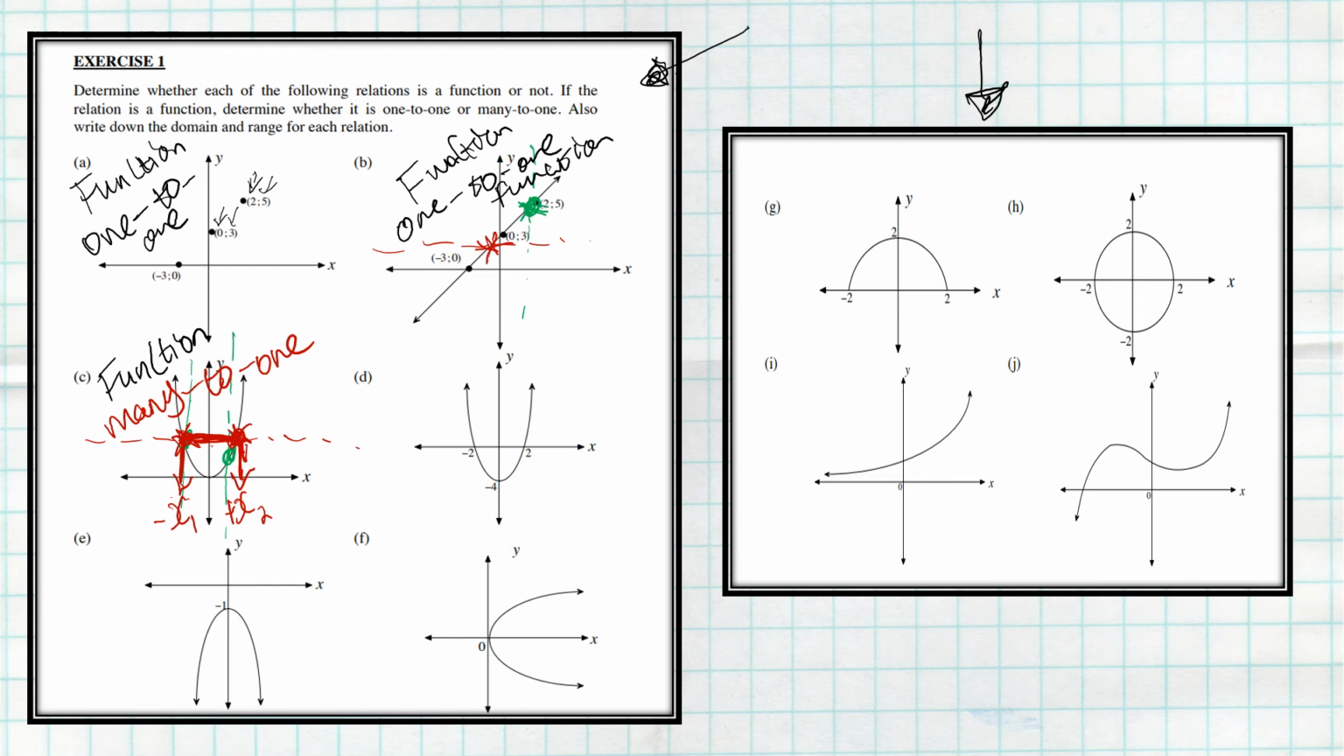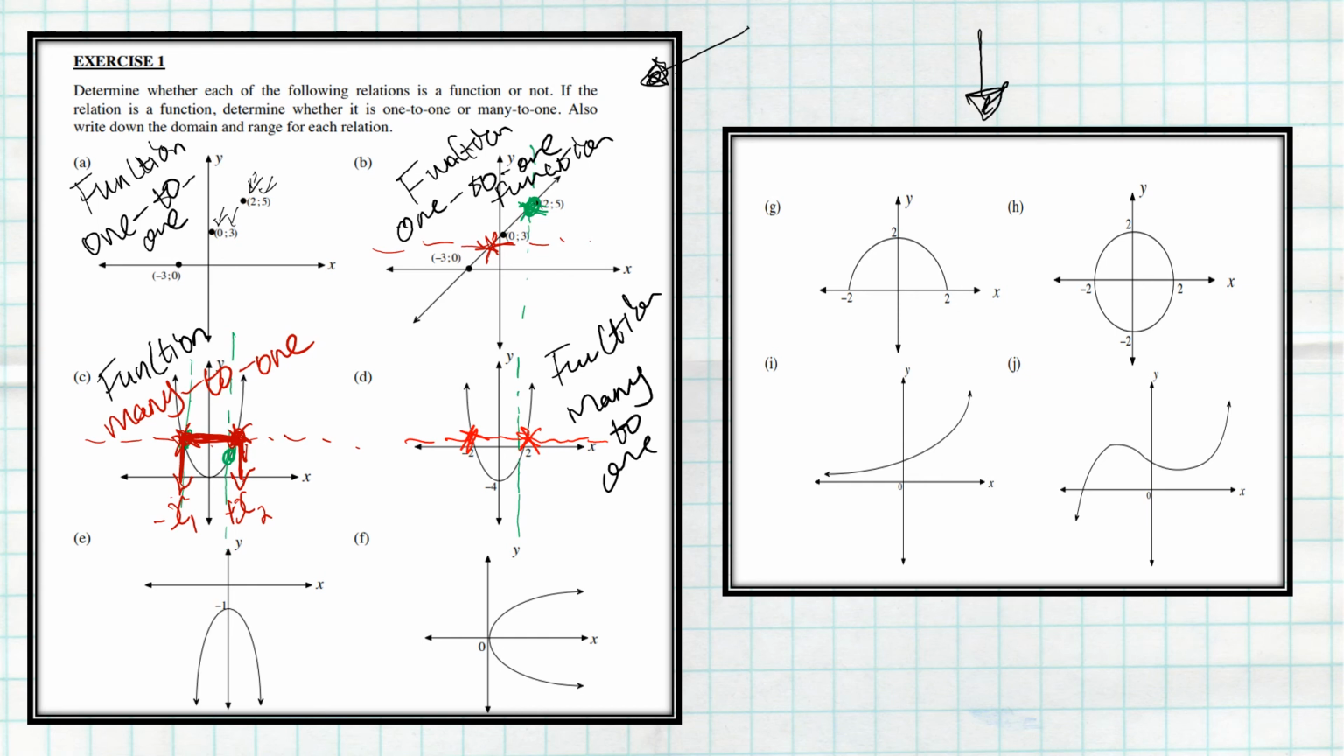Okay, let's take a look at D. D is like C, because if you check, it's still the same graph. I think I just made a mistake by putting that there. If you apply the vertical line, this is also a function. And if we apply our horizontal line, it's cutting our graph at more than one point, then that is a many-to-one function.